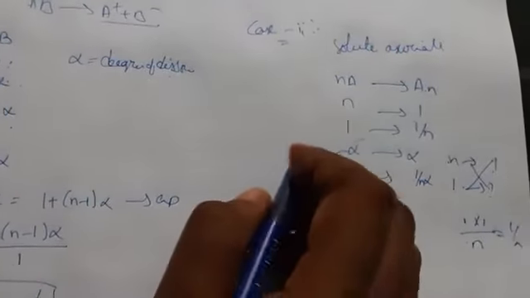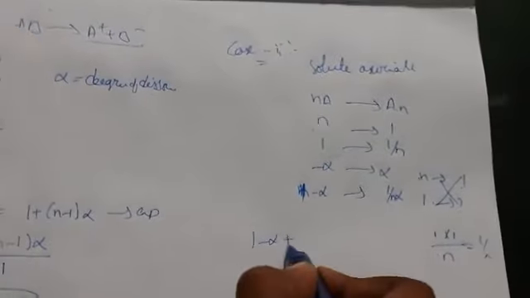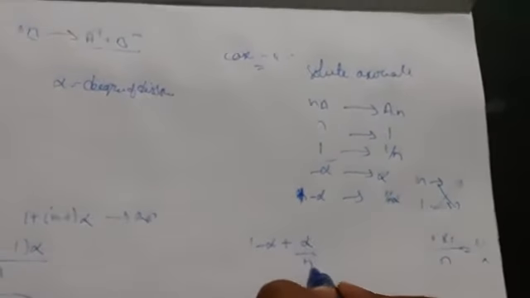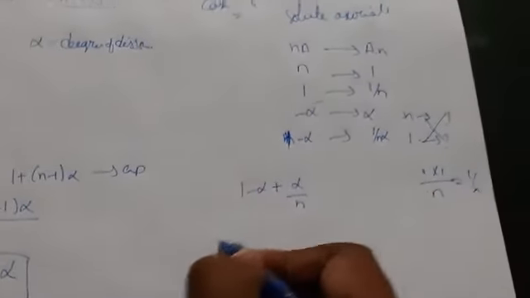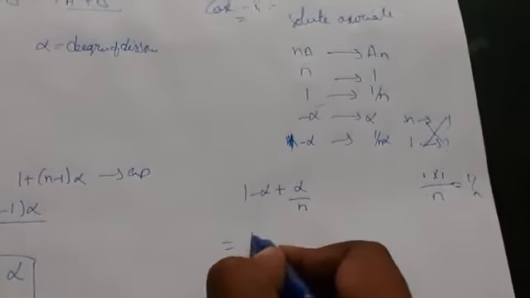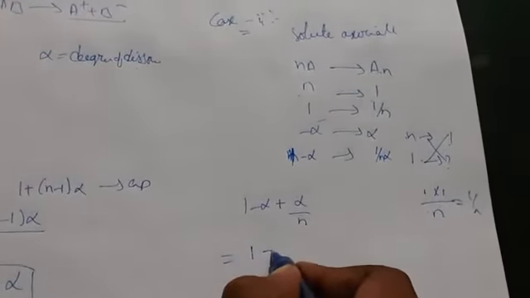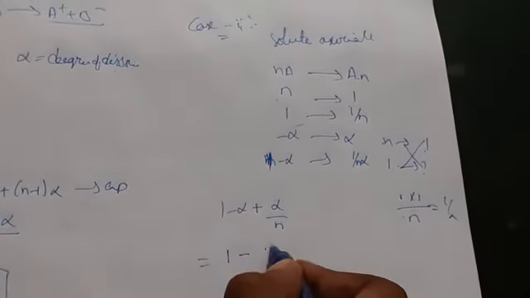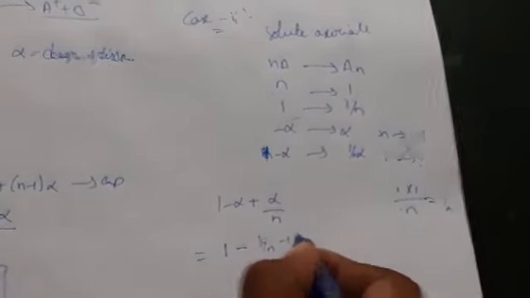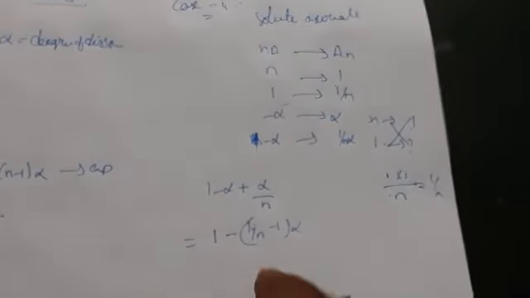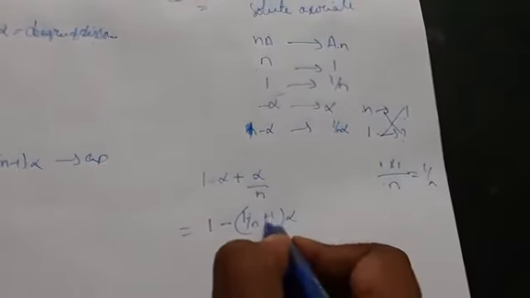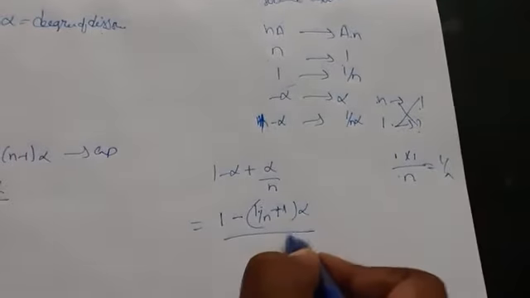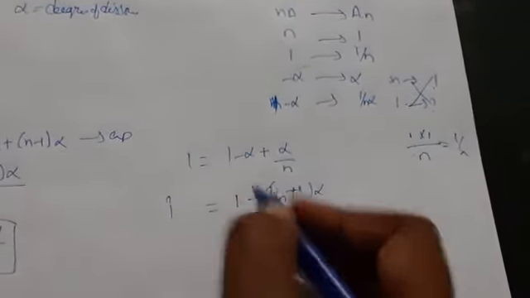Then what are we going to get here generally? So 1 minus alpha plus alpha by n. This is the experimental value. So then you are going to get here 1 minus (1 minus 1 by n) into alpha. This is the i value. This one is equal to the i value.